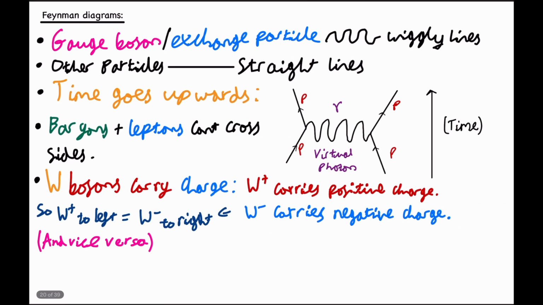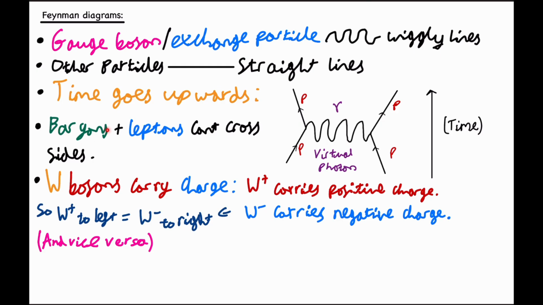So now let's move on to Feynman diagrams, carrying on from what we did before of exchange particles, but now we get to actually show them in these diagrams that are called Feynman diagrams. So the gauge boson or the exchange particle is shown in wiggly lines in the Feynman diagram, and other particles are shown in straight lines. And time always goes upward. This is so useful to remember when doing your Feynman diagrams.